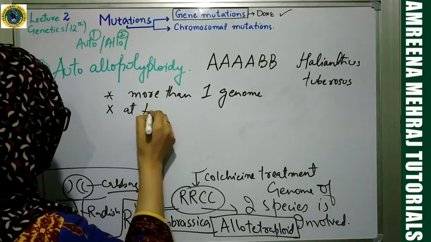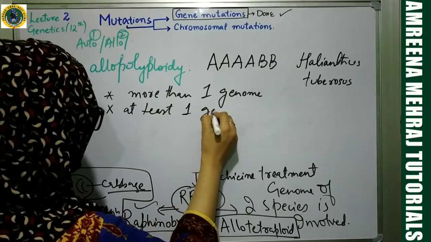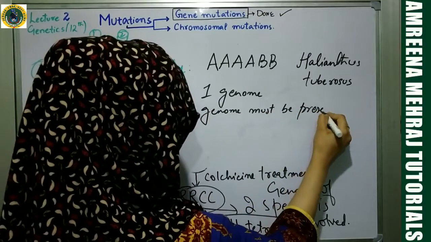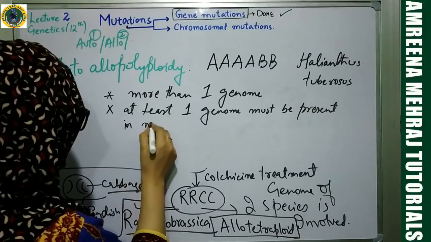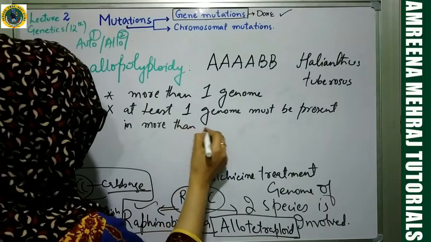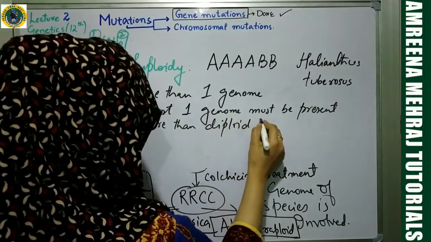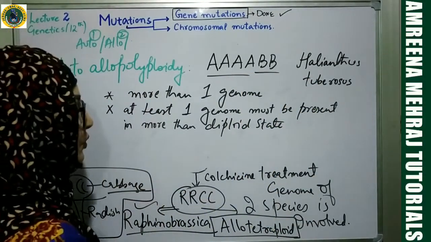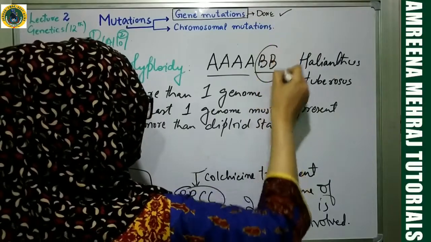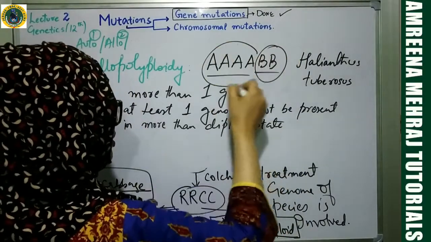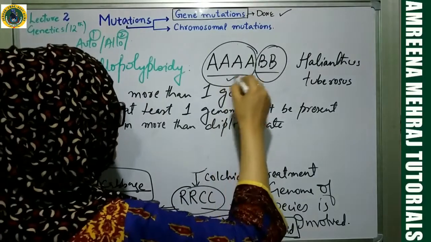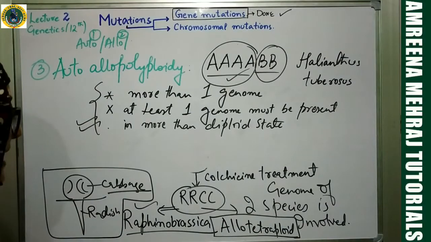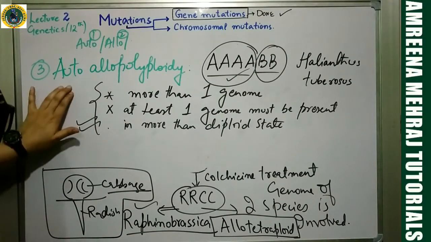must be present in more than diploid state. This is the condition. Out of the 2 genomes, you must have at least 1 genome present in more than diploid state. So genome B is present in diploid state, and in this case you have genome A present in more than diploid state. It's present in 4 copies. So once your plant fulfills these 2 criteria, you will place this plant under the class of autoallopolyploidy.